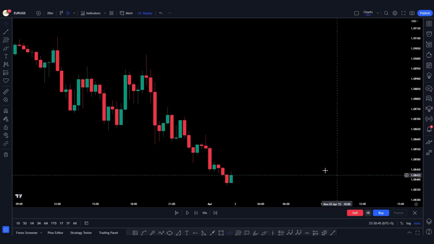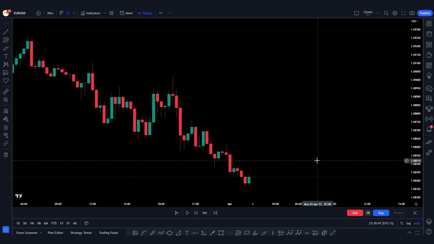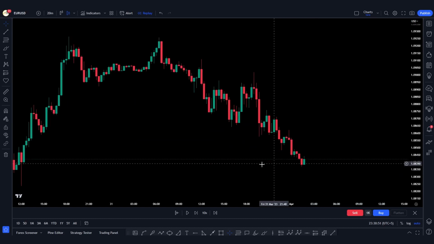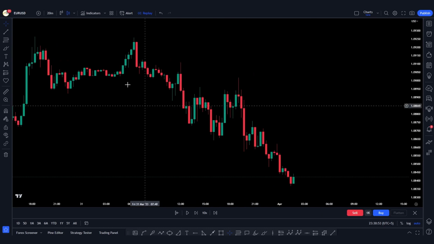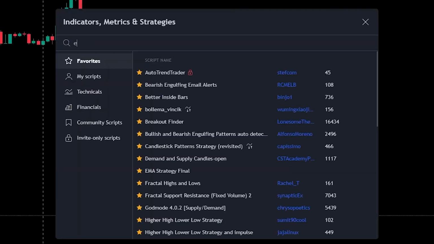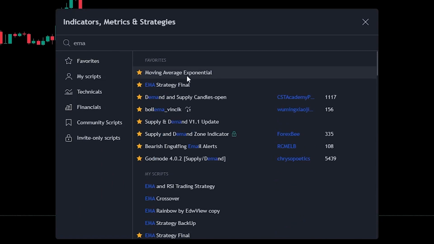So as I mentioned in the intro, this trading strategy is going to be heavily based on the market momentum. And for that, we're going to need the exponential moving averages. So for that, let's go towards the indicator tab. And here we're going to search for EMA. That stands for exponential moving average. And we're going to add these twice to the chart.